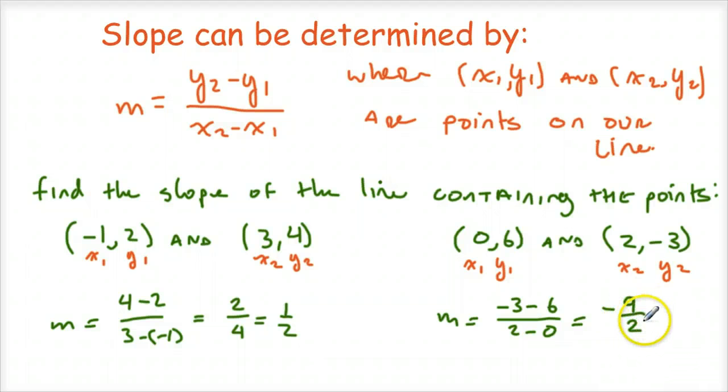Don't put it into decimal form, like maybe if you're doing this in a calculator or something like that. We want to leave it as a fraction because we want the rise over run.